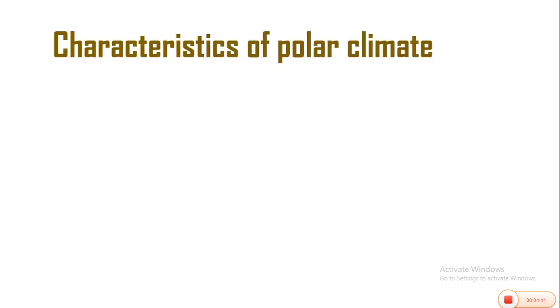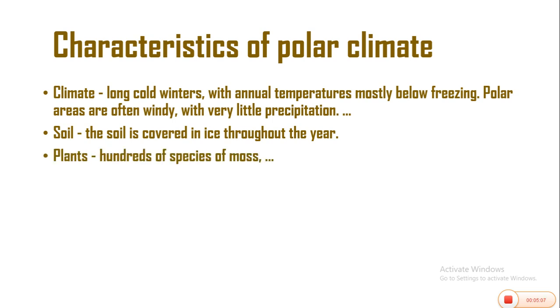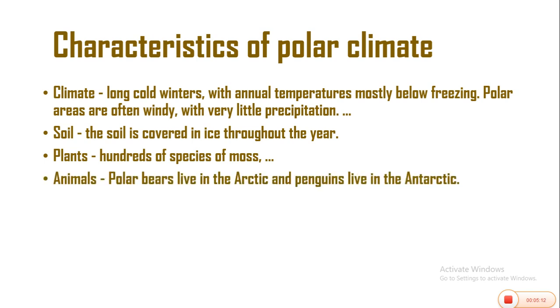Characteristics of the polar climate. The polar climate is characterized by long winters with annual temperatures mostly below freezing. Polar areas are often windy with little precipitation. The soil. The soil is covered in ice throughout the year. Plants. There are 100 species of moss. Animals. Polar bears live in the Arctic and penguins live in the Antarctic.